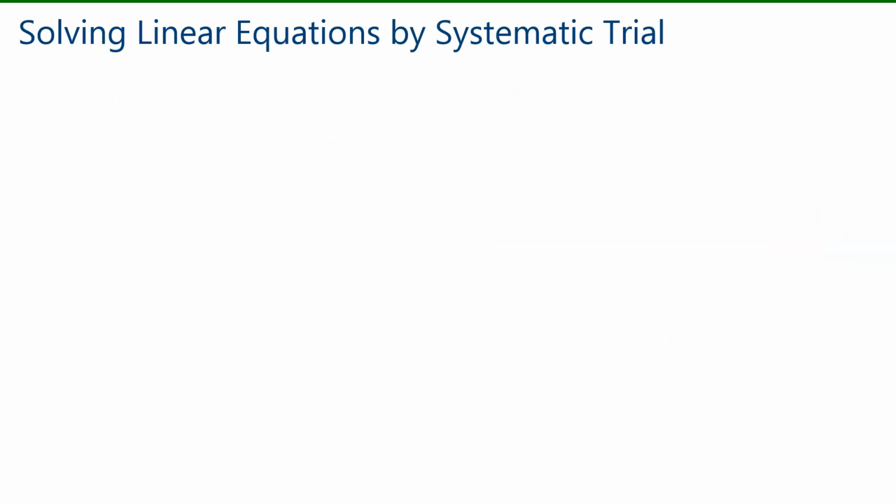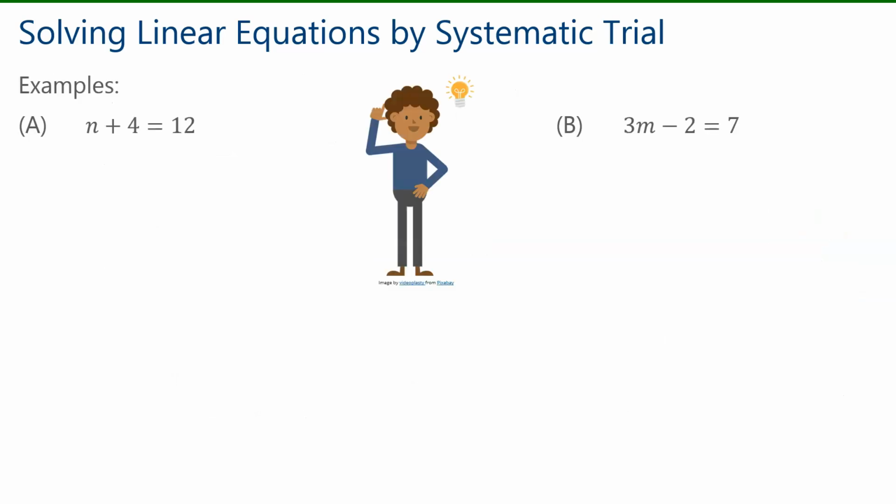Let's solve a few equations using systematic trial. In A, we have n plus 4 equals 12. So if I say, well, I don't know what n is, I'm going to try something. I'm going to guess a number to see if it works. That's essentially what we're doing with systematic trial. So I'm going to say, well, what if n equals 5? So I'm going to let n equal 5. I take that n value that I've decided to sub in and put it in place of n, so I get 5 plus 4. I'm not going to say it equals 12 because I don't know if it does or not.